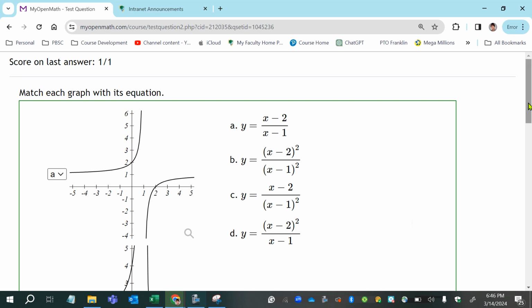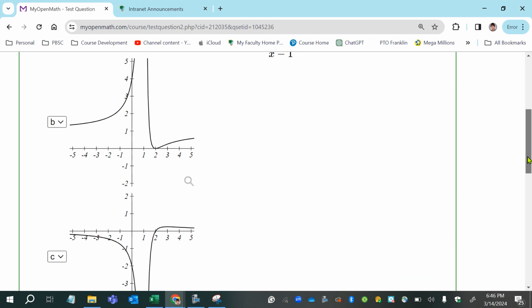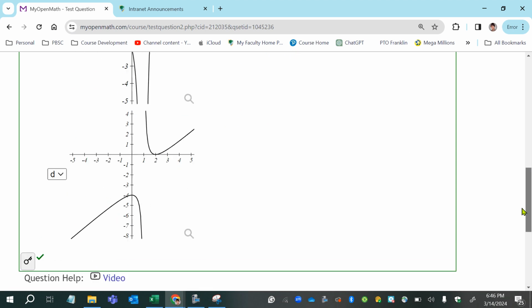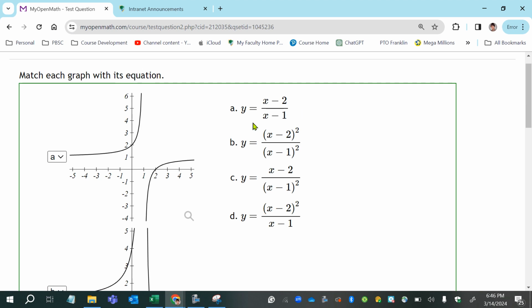In this problem, we are given several, actually 4 graphs, and we are supposed to assign each of the graphs one of the letters for the different function equations to match each one with the correct graph. What we might notice first is that these are all rational functions, and all of these rational functions have a vertical asymptote of 1.